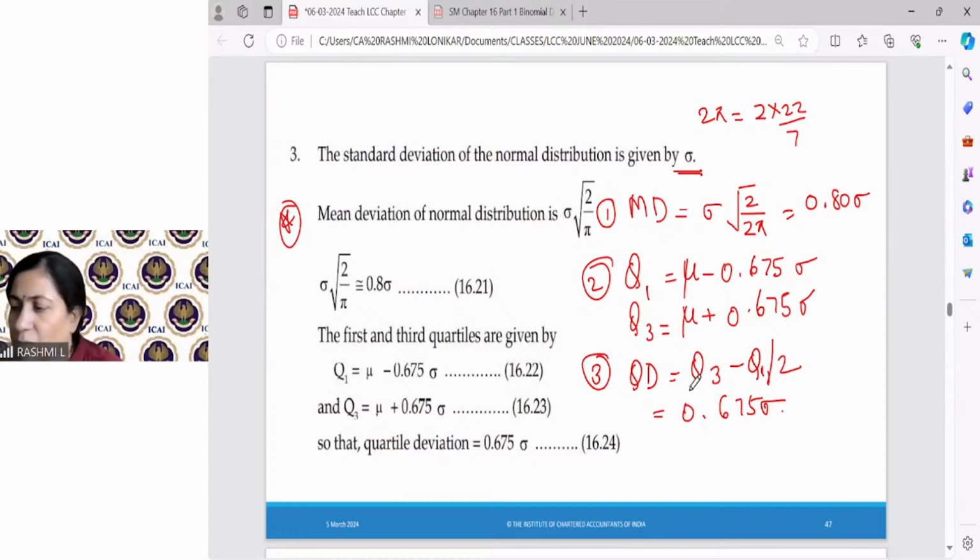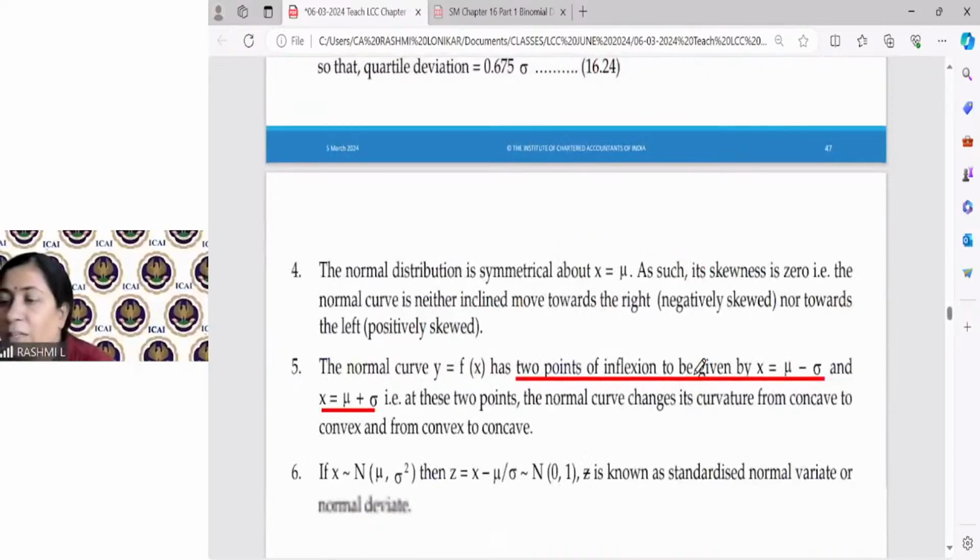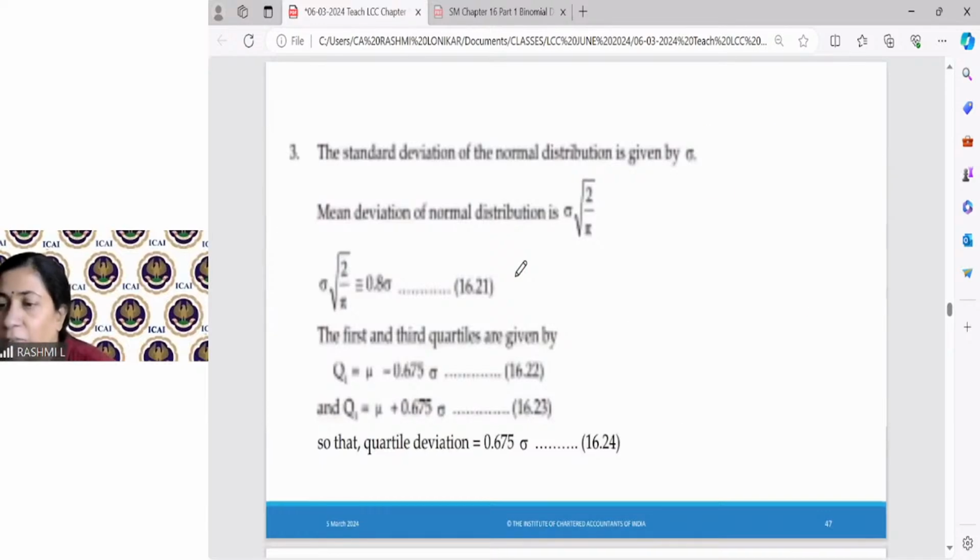ठीक है ना. क्वार्टाइल Q3 माइनस Q1 अपॉन 2 होता है तो इतना आता है. So these are the three important formulas. Apart from the general formula that you have, you need to know this. Then the fourth important point is that it is symmetrical. Okay. So what is the first point we have done?